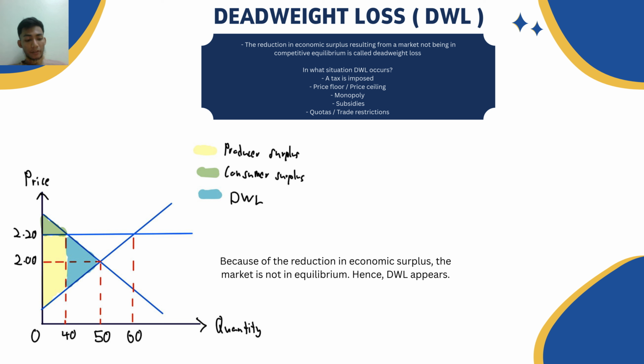The yellow shaded area represents producer surplus, while the green shaded area represents consumer surplus. Due to the reduction in quantity traded, both consumer and producer surplus decrease. The blue shaded triangular area between the demand and supply curves represents the deadweight loss. This area shows the loss of potential gain from trade that no longer occurs because the market is not in equilibrium. Therefore, deadweight loss occurs when government intervention reduces economic efficiency by preventing the market from achieving its optimal equilibrium outcome.